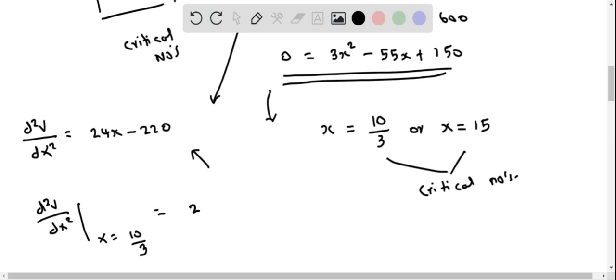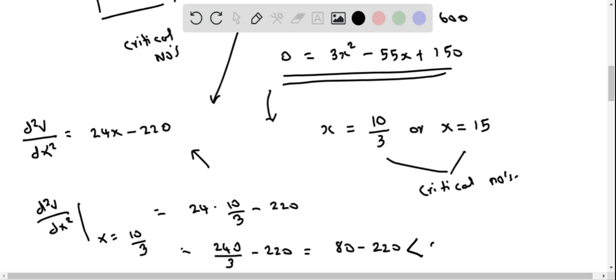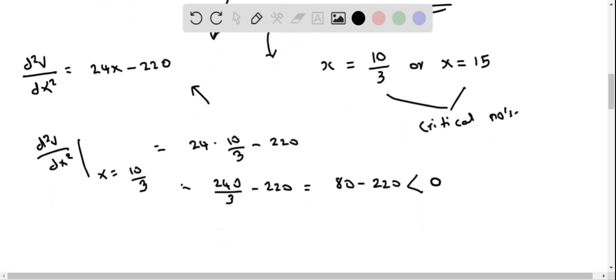So therefore this is equal to 24 times 10 by 3 minus 220. So this is equal to 240 divided by 3 minus 220. So this is basically equal to 240 by 3 is 80 minus 220. This is basically less than 0. We don't need to find the exact value. 80 minus 220 is definitely less than 0. It's a negative number. So all that we need to identify is whether it is coming up as positive or negative. So we've just determined that the second derivative is negative. Therefore, this is a point of maximum.